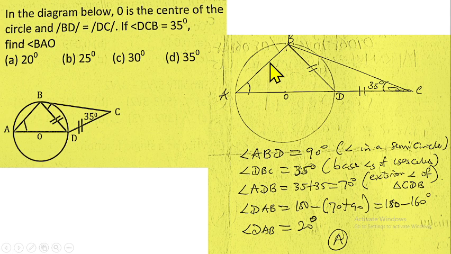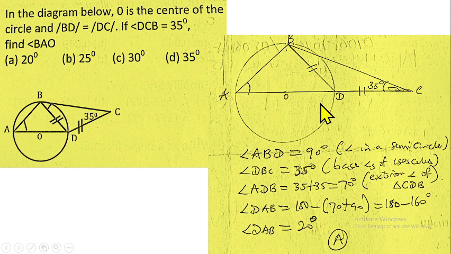Angle BAO is this angle here. You are looking for the angle here. But this diagram is not correct. It is not well structured. This line is supposed to be straight, so it's not well drawn. If you use this diagram, you will not be able to solve this question. That's why I drew the diagram properly.